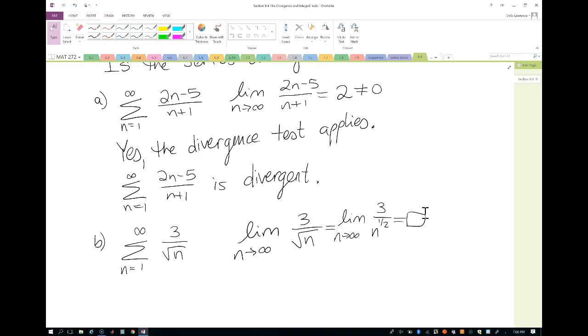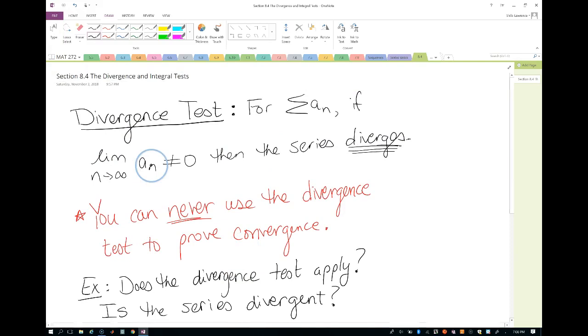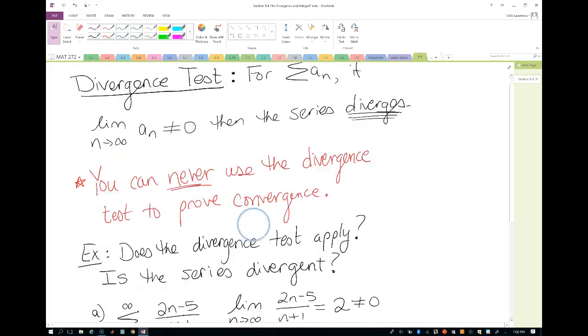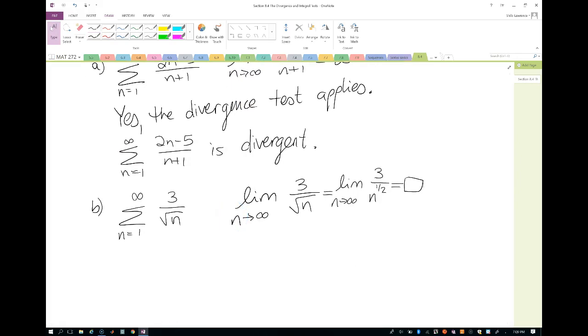So because we got a 0, remember the divergence test says if the limit is not 0. So that's not what we found, so the divergence test does not apply here.